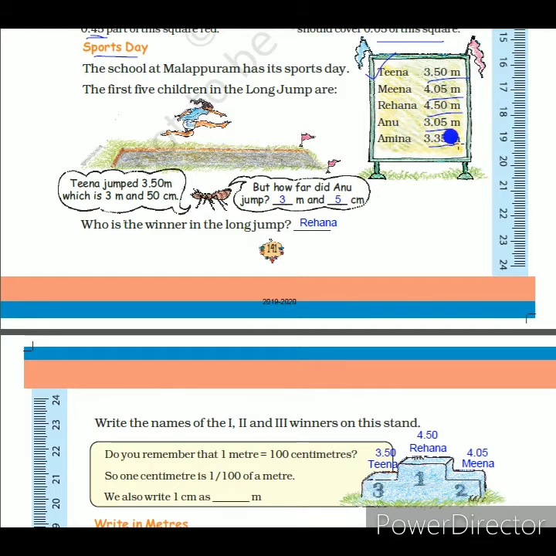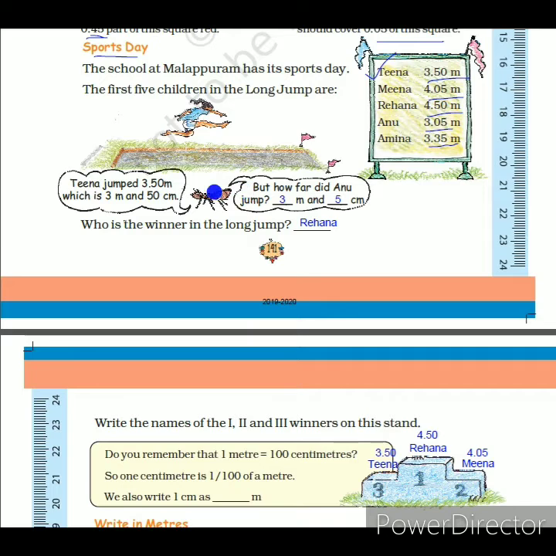First we have to observe this scoreboard, and after that we have given some questions below this board. Now read the question and find the answer from this box. After that you have to complete this answer also. First one is Tina jumped 3.50 meter, which is 3 meter and 50 centimeter.